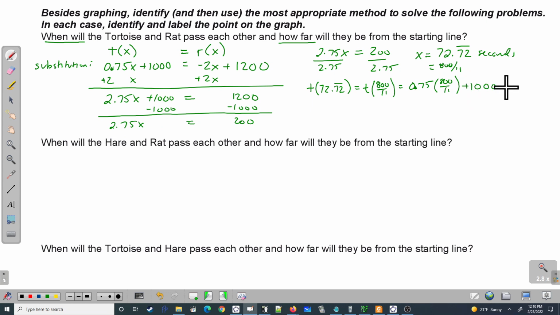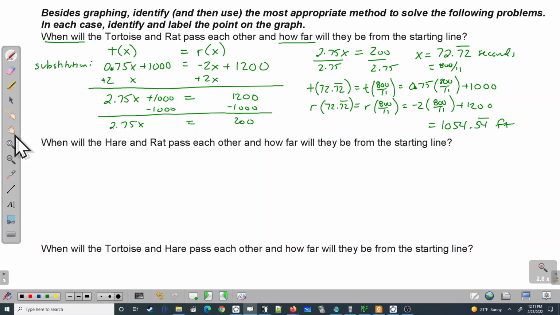It's not going to make a difference if I put it into the tortoise equation or into the rat equation, because remember, this is the exact moment they're both at the same distance. You're going to find out that they both were 1,054.54 repeating feet away from the starting line.